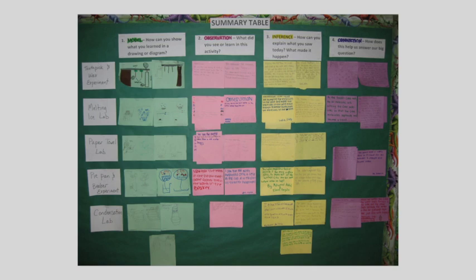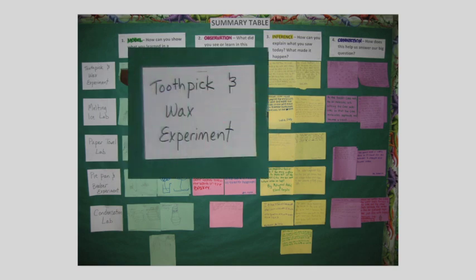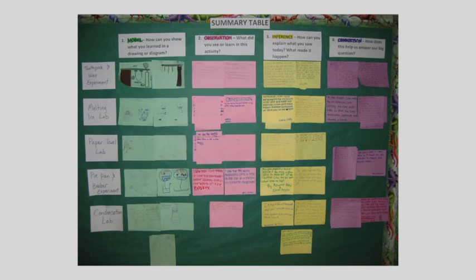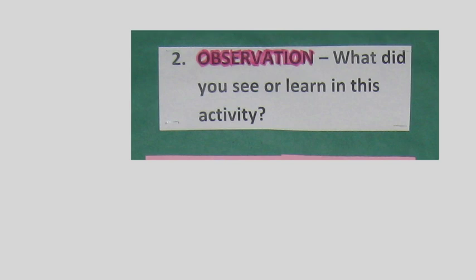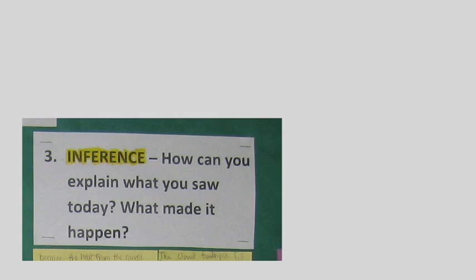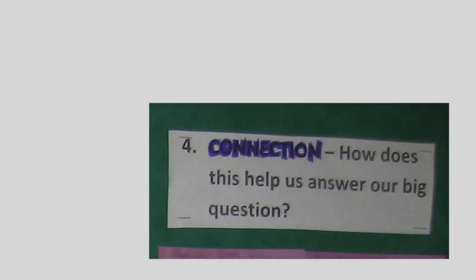This is called a summary table. We show here the fully completed summary table for this unit, but today students will be filling out just the first row. You can see on the upper left that they will refer to this as the toothpicks and wax experiment. Each row has 4 different cells to fill in. You can see Anna's titles across the top. These include model. How can you show what you learned in a drawing or diagram? Observation. What did you see or learn in this activity? Inference. How can you explain what you saw today? What made it happen? And connection. How does this help us answer our big question?